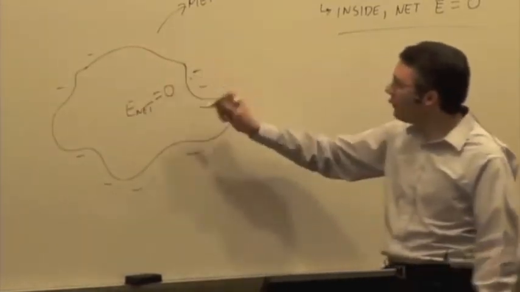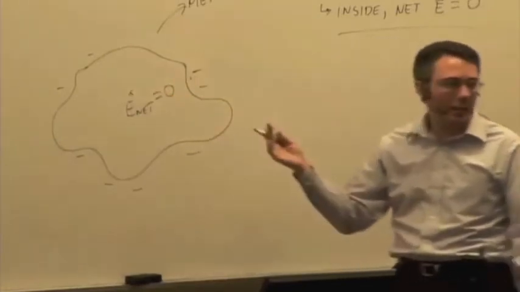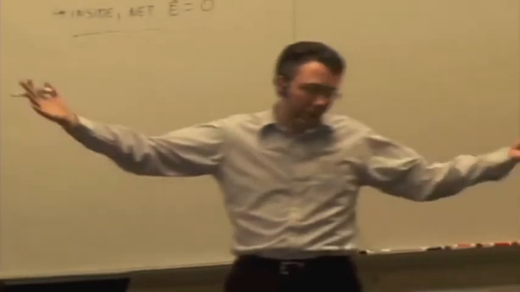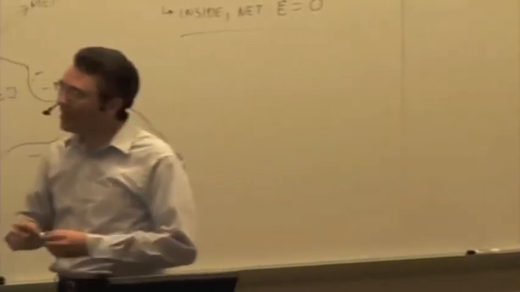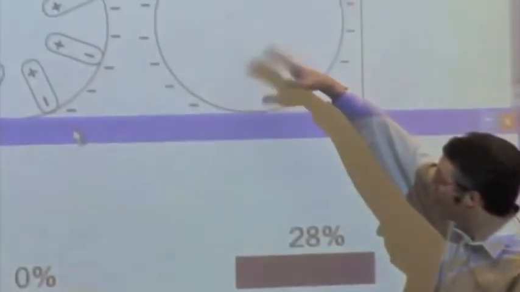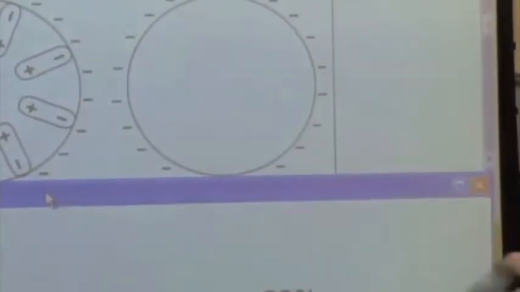No matter what you have, if you have a metal at static equilibrium, the net electric field inside has got to be equal to 0. This is sort of a geometric property of adding up all the electric fields due to all the charges, and you get this result, which we'll prove later.